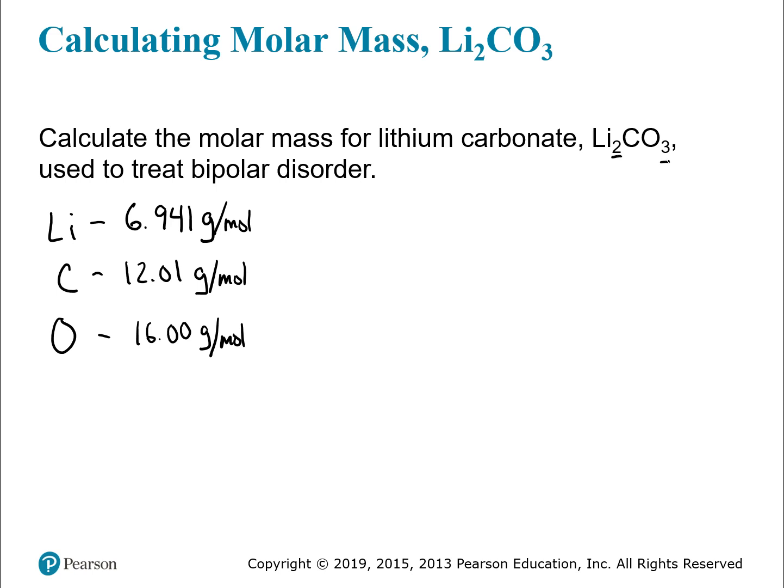These subscripts we have to take into account. There are 2 lithiums in the compound. There's only 1 for carbon, and there's 3 for oxygen. You do all of your multiplication, and then you add it up. So why don't you give that a shot? Take a minute, put these numbers in your calculator, and add them up.